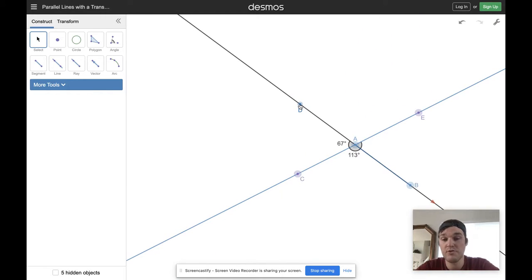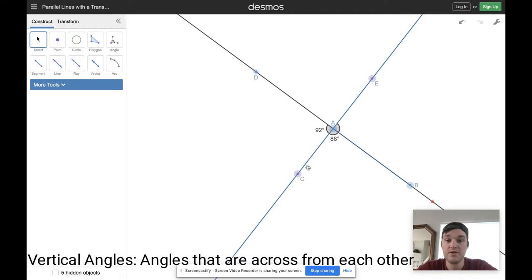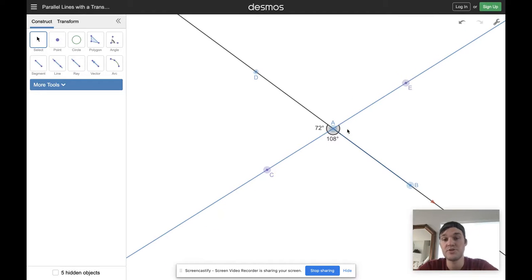Now, a third vocabulary word that I want to remind you of is called vertical angles. And that means if you have two angles that are directly across from each other, they are congruent, or they are the same. So angle BAE, I already know that this has to be 72 degrees because I know that its vertical angle over here is 72 degrees and they are the same. And I can use the angle tool just for fun and check on that. Boom.